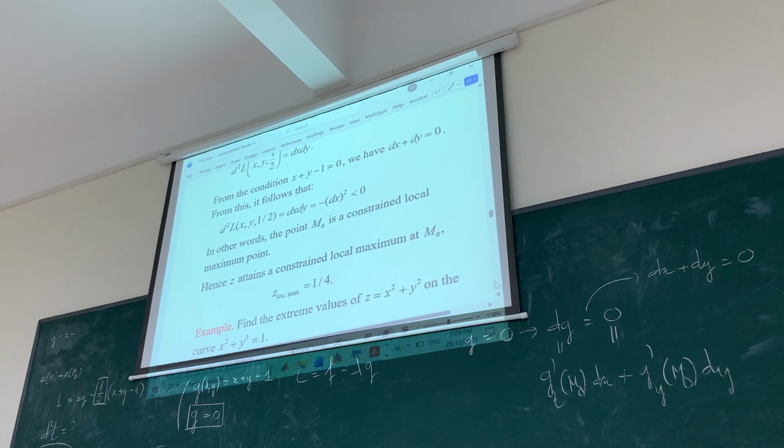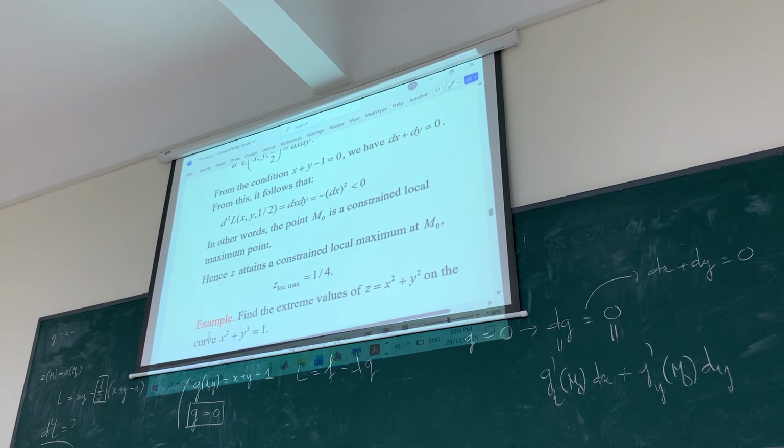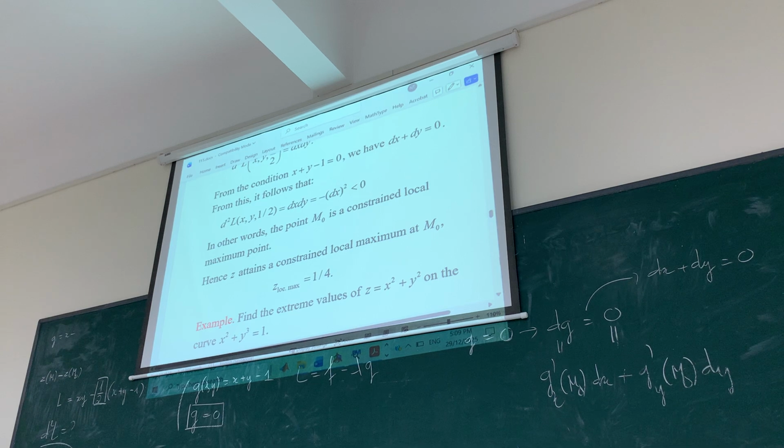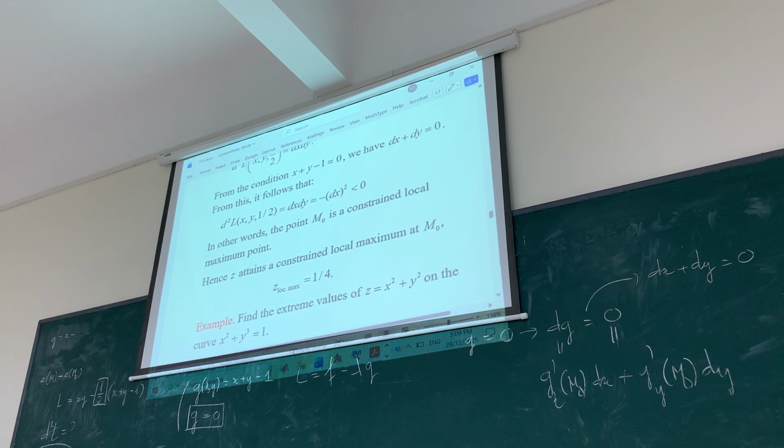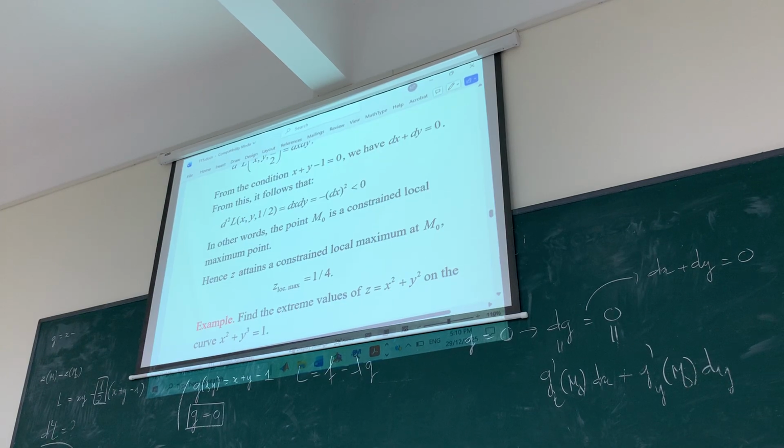Okay, now continue. We want to find the extreme value of the function z equals x squared plus y squared on the curve.